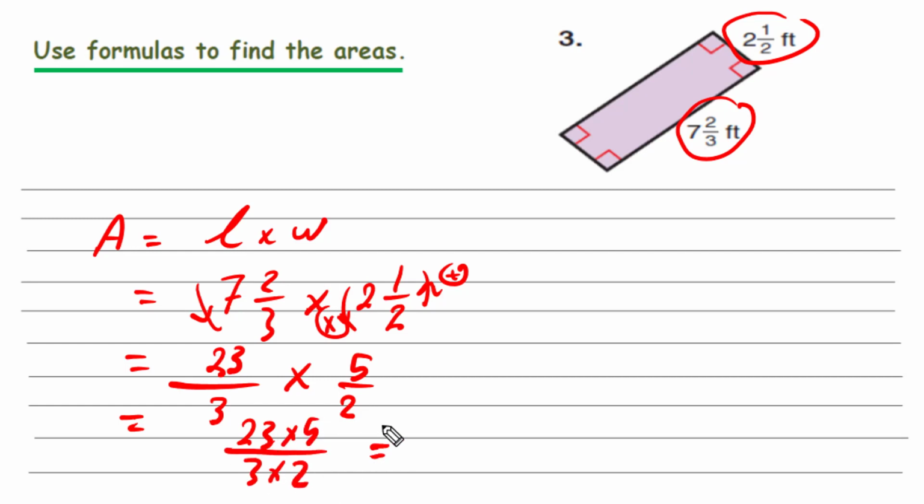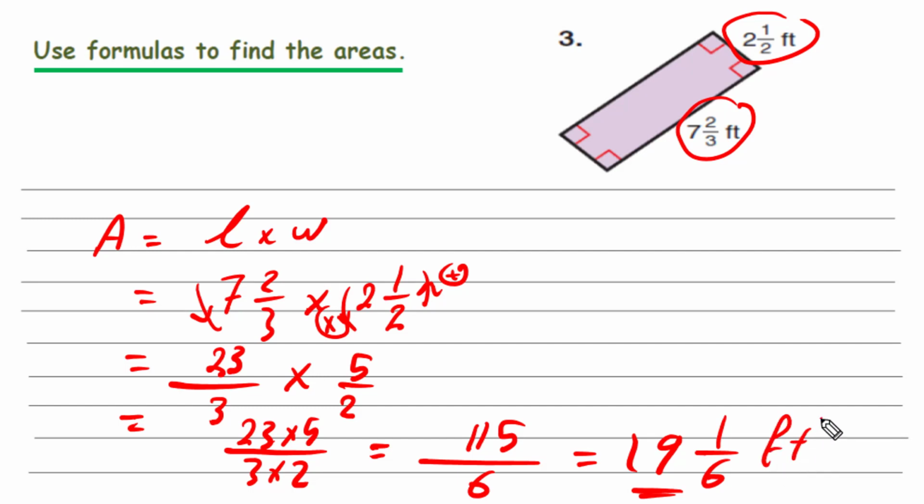23 times 5 equals 115. 3 times 2 equals 6. We get 115 over 6. 11 divided by 6 equals 1, 1 times 6 equals 6, the remainder will be 5. 55 divided by 6 equals 9, 9 times 6 is 54, the remainder will be 1 over 6. We can write it as a mixed number, 19 and 1 over 6 square feet.